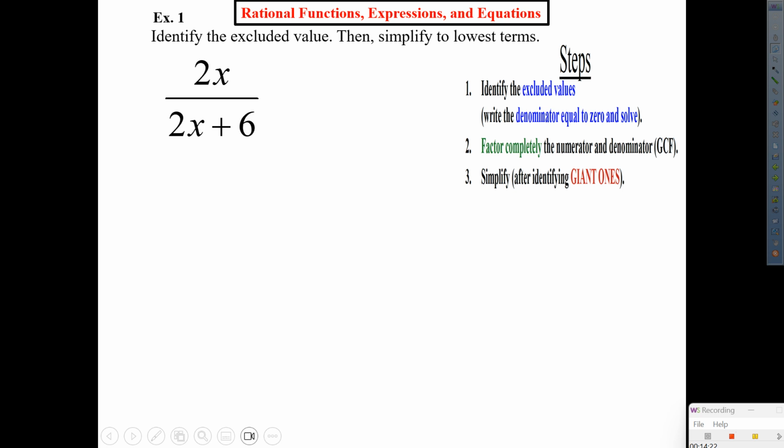And like I said, we already know how to simplify. Today we're just going to make sure we get plenty of practice. But I do want to address excluded values. Copy that. I'll give you some time. So here we go. First thing that I want you to do is identify the excluded value. So, look up to the screen.